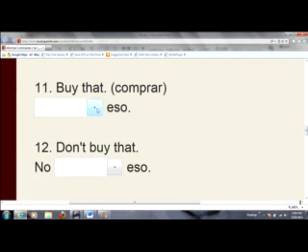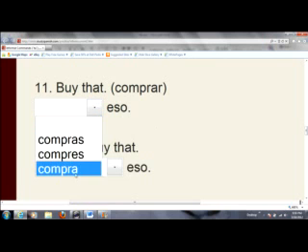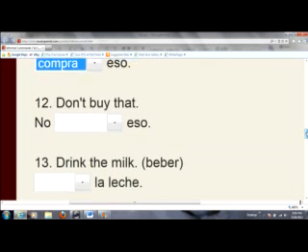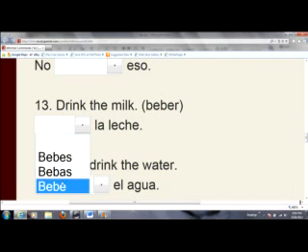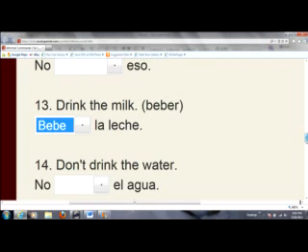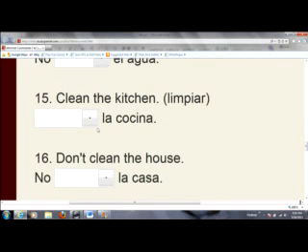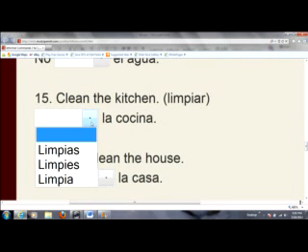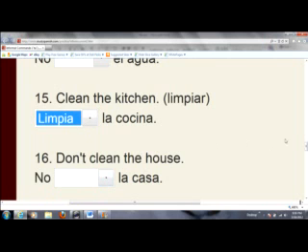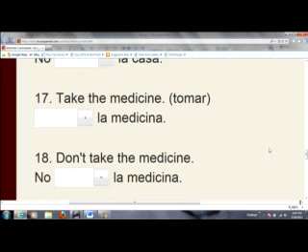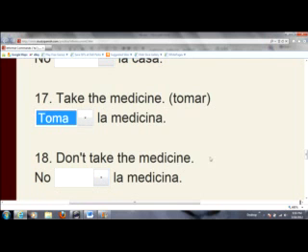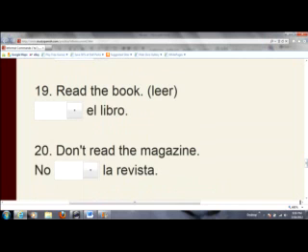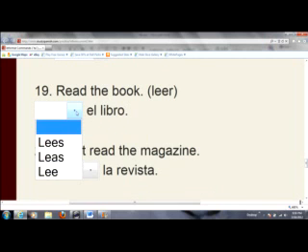Buy that. Compra. Drink the milk. Bebe la leche. Clean the kitchen. Limpia la cocina. Take the medicine. Toma la medicina. Read the book. Lee el libro.